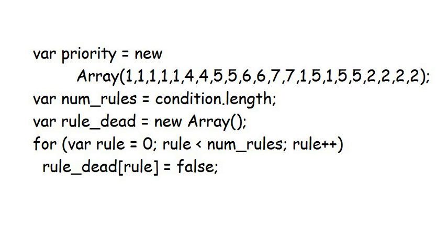The variable numRules contains the number of rules, automatically determined from the length of the condition array. Whenever a rule fires, it dies, and is marked as dead, so that it can't be activated again. This prevents endless looping, as well as making the program more efficient. The array ruleDead contains a Boolean value for each rule, initially false.